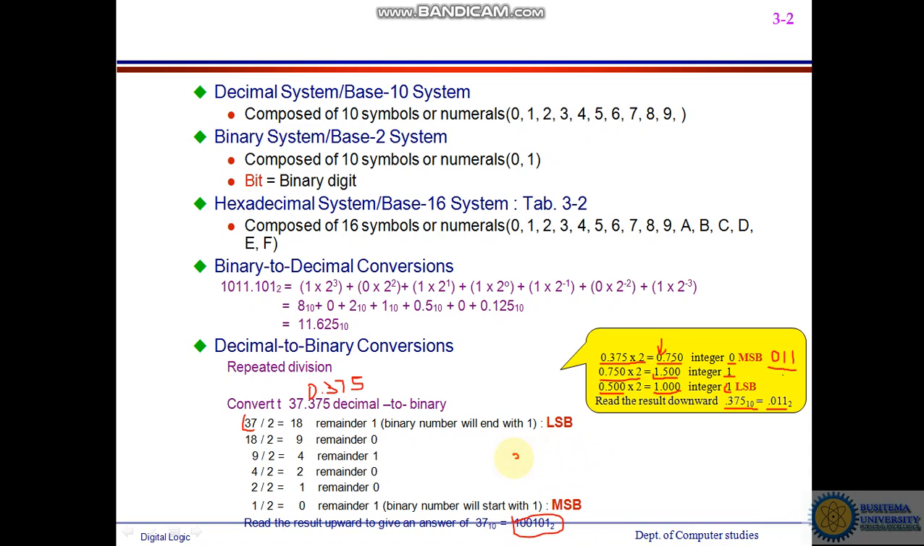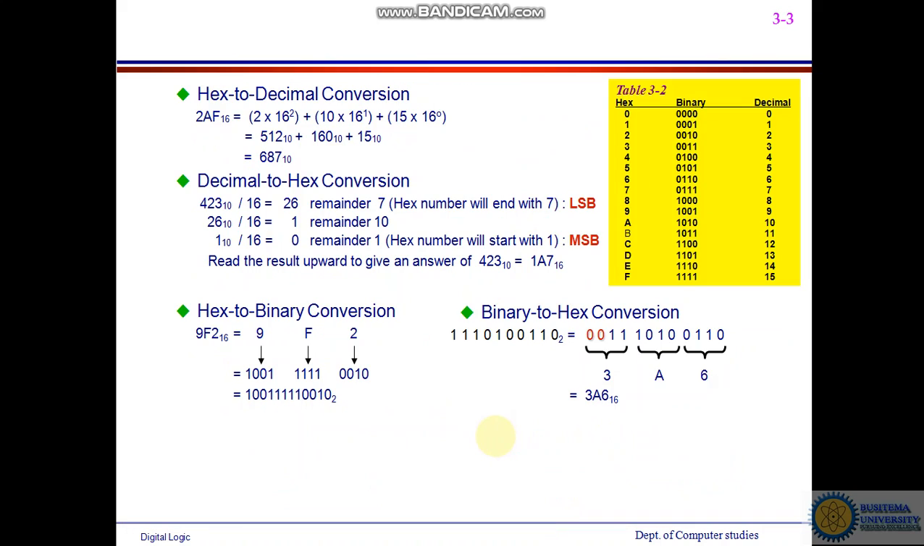So that means 37.375 is equivalent to 100101.011. So this is our binary equivalent. All right, so let's go on.